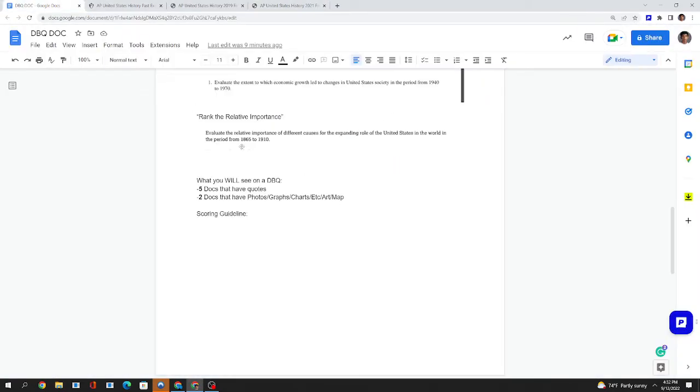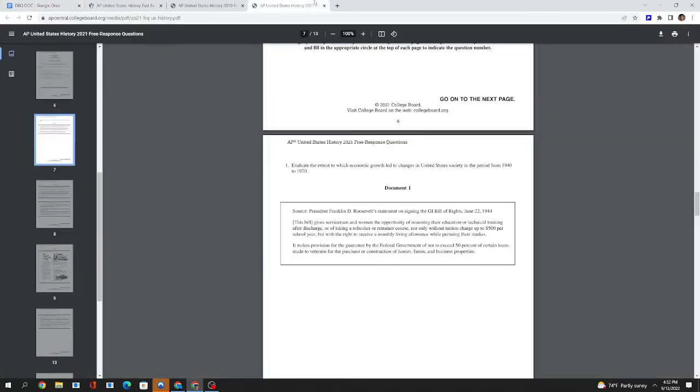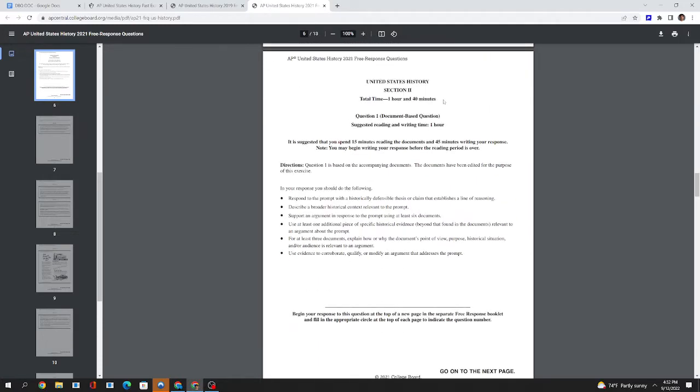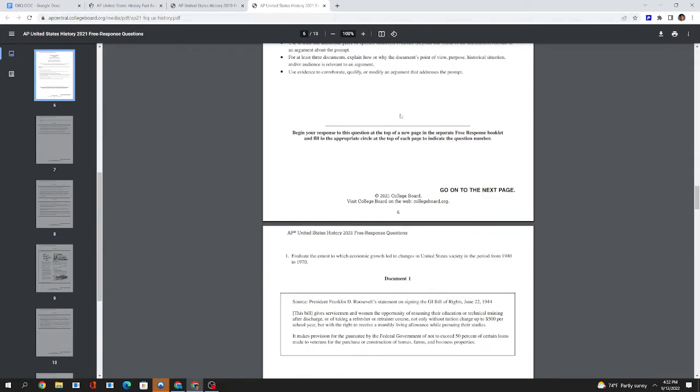And as I've listed here, you will have 5 documents with quotes. These are legitimate historical quotes that have been created by historical figures. Okay, so these are real. And you will have 2 documents that have photos, graphs, charts, maps, etc. Okay, and just to familiarize you with it, this is what the legitimate test looks like. You will have an hour and 40 minutes to do everything, which is 100 minutes.